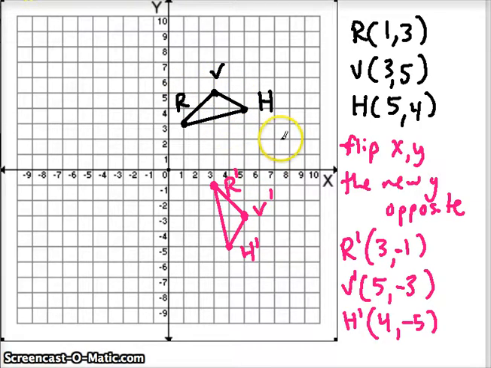You can also think about a couple of things with our transformations. Think about if the areas change, think about if the slopes of the segments change, and think about if these angles are changing.